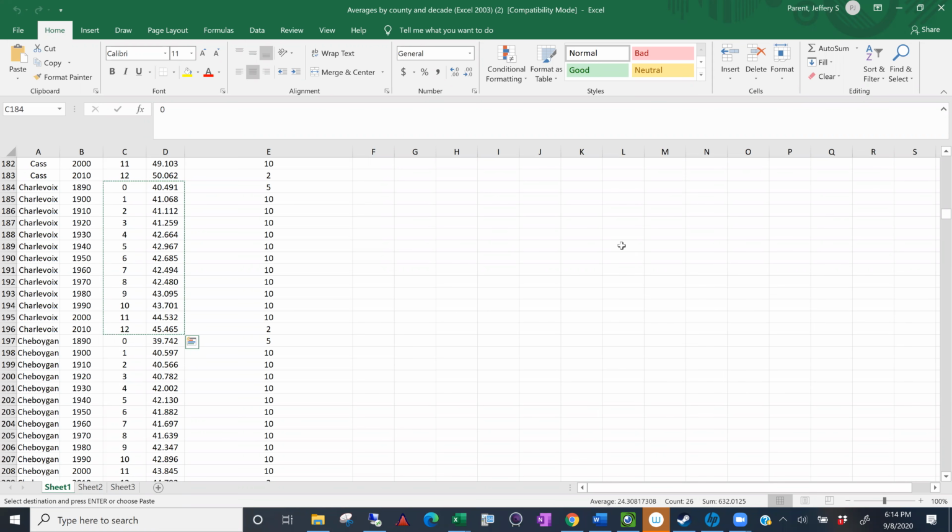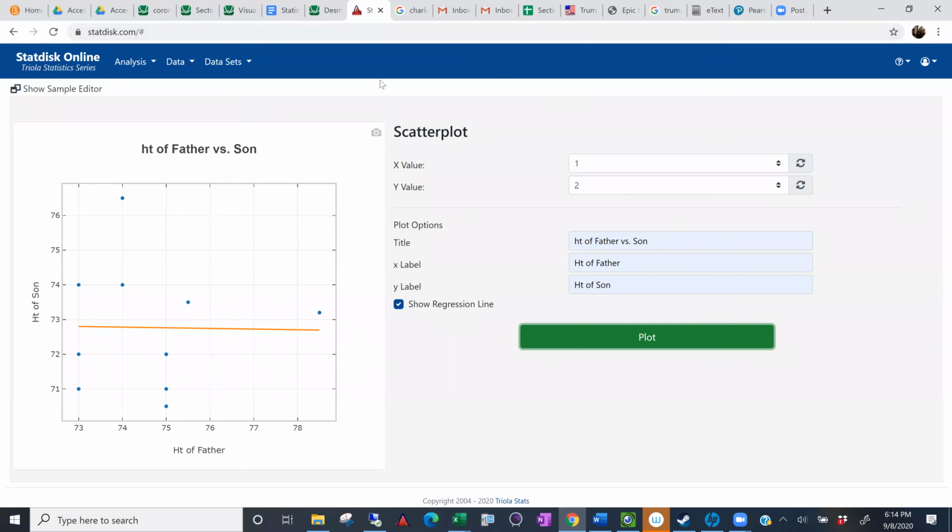So the original data set that I got a few years ago was comprised of average monthly temperatures for every month in every county, all 83 counties in Michigan, since, like I said, the 1890s. And I condensed that down. I thought every month was pretty tough to deal with. So I condensed it down to every decade. And that's what we have here. So let's put that into Statdisk.